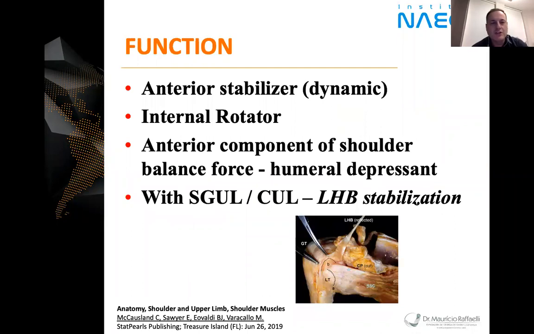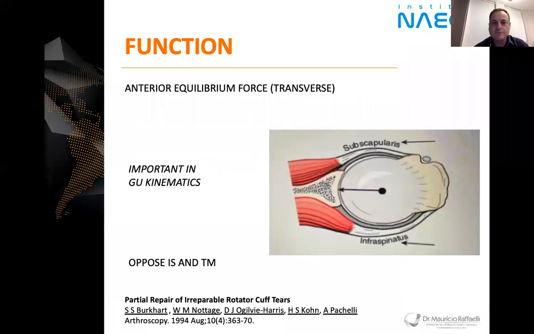The subscapularis has important functions in shoulder mobility, with internal rotation function, and has an important function in stabilizing the shoulder, being the anterior dynamic stabilizer of the shoulder, participating in the balance of the force, and it stabilizes the long head of the biceps too. The balance of forces in the shoulder has as antagonists the subscapularis anteriorly and the infraspinatus and teres minor posteriorly, showing the great importance of the subscapularis tendon in shoulder function. Dr. Amr just showed it for us.